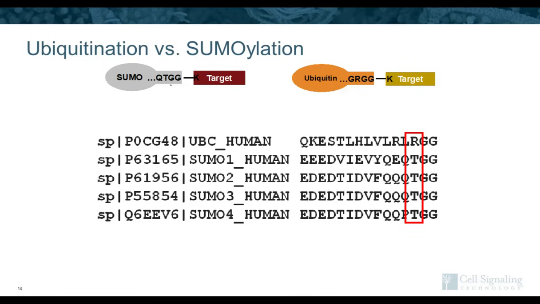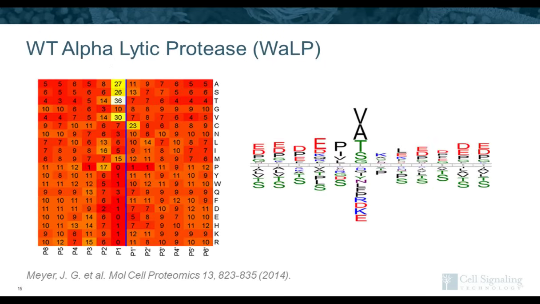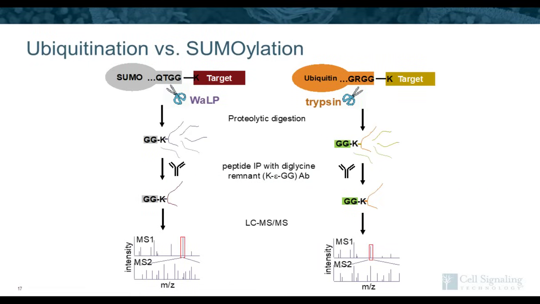So ideally what we wanted was an enzyme that would cleave after threonine residues, but not at arginines. And that enzyme actually exists. This is some data from a paper a few years ago in Molecular & Cellular Proteomics, where they were characterizing this enzyme alpha-lytic protease, or WaLP. It cuts at a variety of residues, and importantly, it cuts just after threonines. The other important thing here is it actually doesn't like to cut at arginine residues.